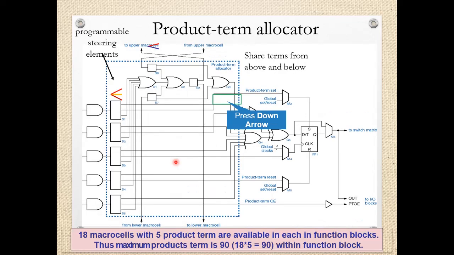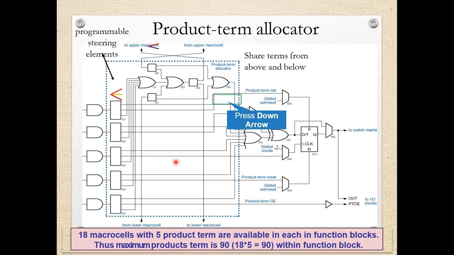Now the next important block is the product term allocator. We have 18 macro cells with 5 product terms available in the function block, and the maximum product term count is 90. With the help of this product term allocator, we can allocate a particular term which is coming from the array of AND gates. It will be arranged over here, it will be allocated. At a time, which particular term is allocated to the macro cell is decided with the help of this product term allocator.